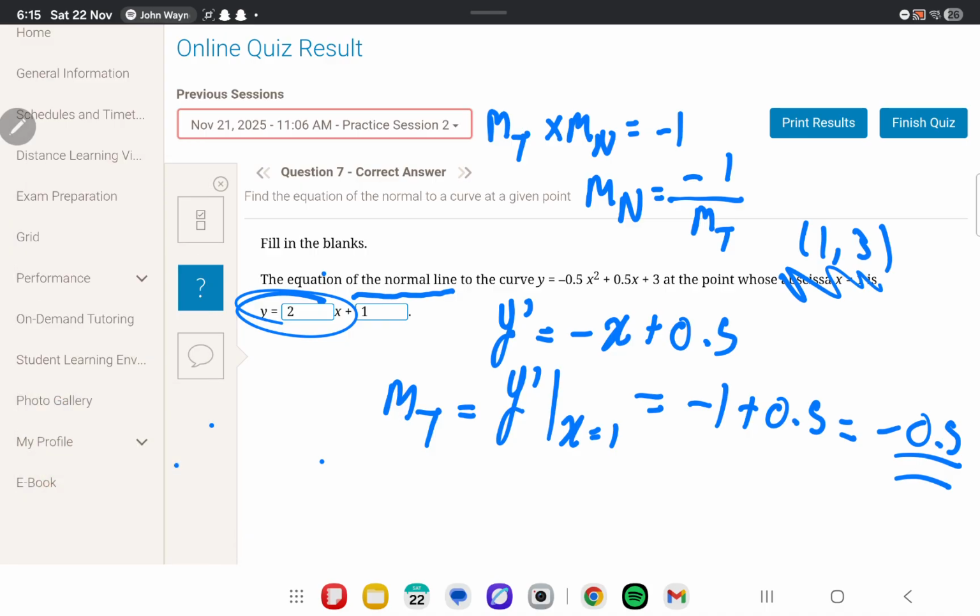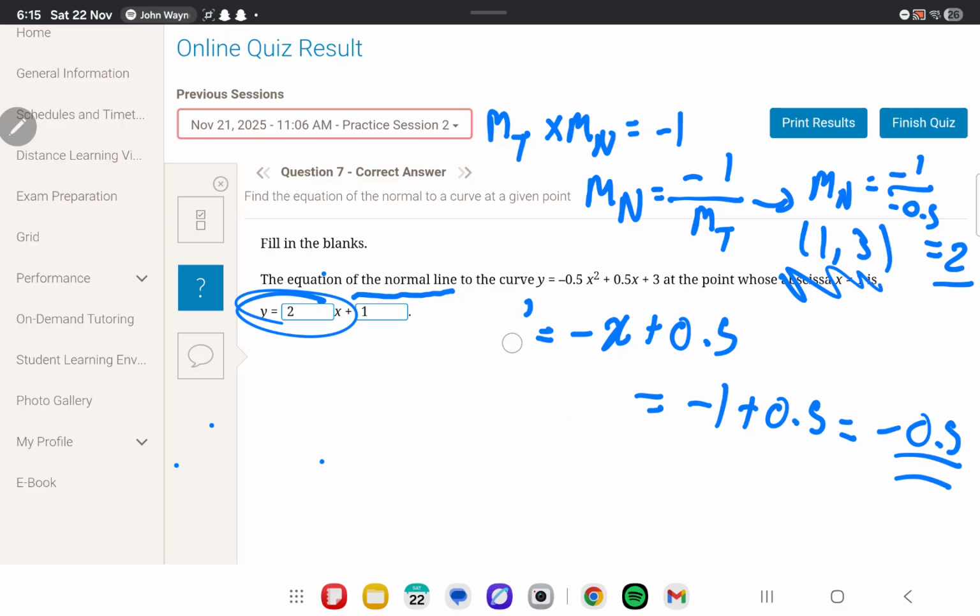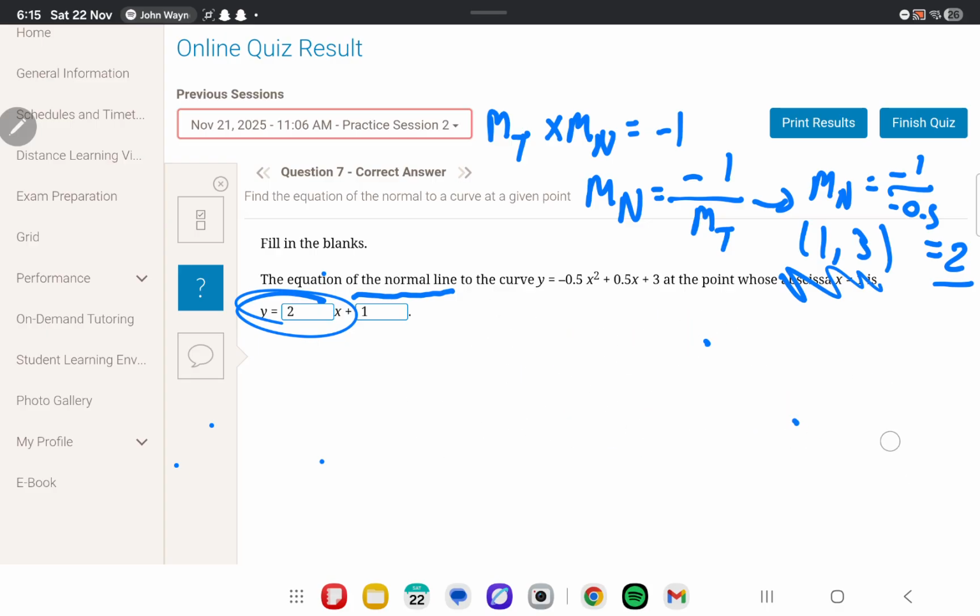You have the slope of the tangent, which means that the slope of the normal is equal to -1 over -0.5. What would this give me? This will give me 2. Pretty sure, right? Wait, let me just check. -1 over -0.5. Yeah, it'll give me 2. That's now the slope of my normal. Okay, so I don't need anything like this anymore. I'm going to write it here.